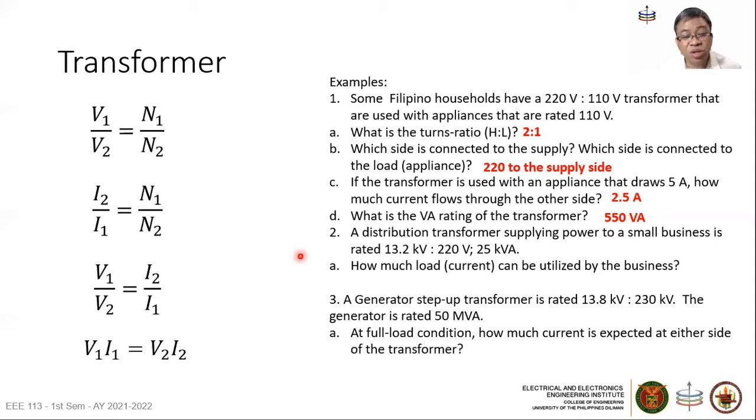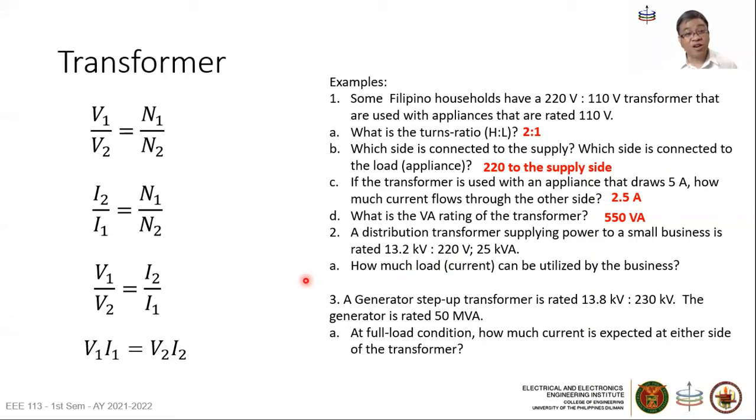Item number 2. Suppose you have a distribution transformer supplying power to a small business. The rating of the transformer is 13.2 kilovolts to 220 volts. That's the high side, that's the low side. And the rating in terms of power is 25 kilovolt amperes, kVA. The question is, how much load current can be utilized by the business?